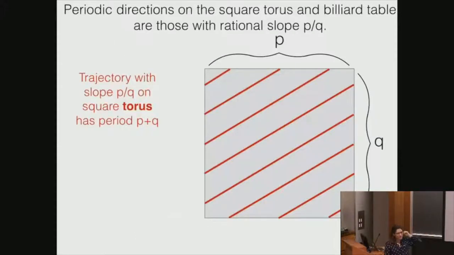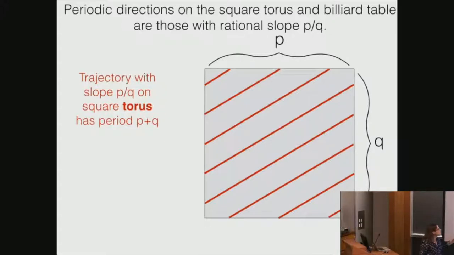Okay, so here's my claim. My claim is that periodic directions on the square torus and billiard table have rational slope. We already proved that. And my claim is that for the torus the period is P over Q. So what a torus is, is a square where we identify the top to the bottom and we identify the left to the right. Identify means if you're like a little bug living on the torus, you get to this point, well, you're magically on this side again. And then if you go up and you're here, you're actually over there. And then you hit the top, you're down here. Okay, the sides are identified.